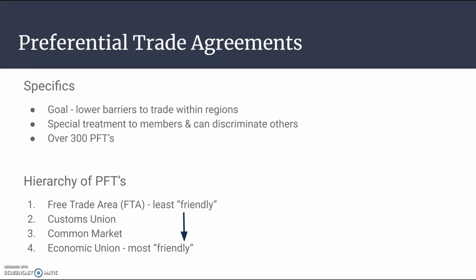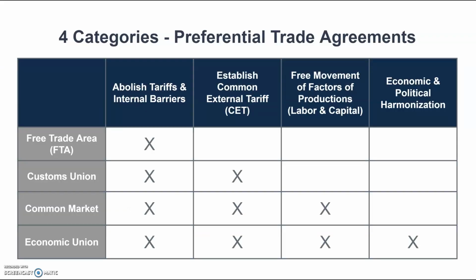We have the free trade area, which is the least friendly, then the customs union, next the common market, and then the economic union, which is the most friendly. Specifically, the free trade area abolishes tariffs and internal barriers. The customs union does this, but it also establishes external tariffs. Common market goes one step further, adding free movement of factors of production. And then finally, the economic union does all 3 of those, but also adds economic and political harmonization.